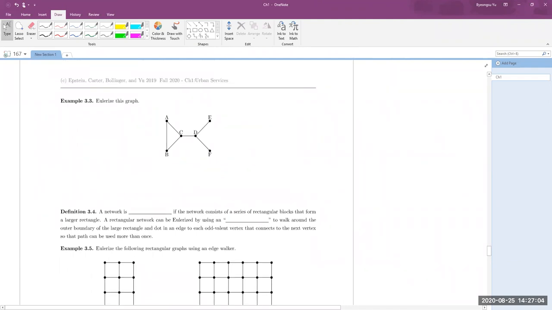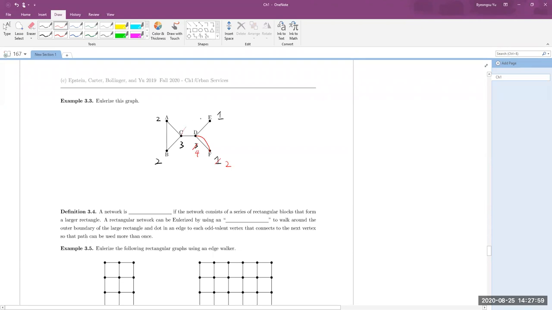Then let's deal with example 3.3. So we need to Eulerize the graph. To figure this out, first of all, you need to count the degrees of each point. So degree of A is 2, degree of B is 2, degree of C is 3, degree of D is 3, degree of E is 1, because there is only one edge connected. Degree of F is also 1, right? So to get rid of such odd degree vertices, first of all, you can just add one edge from D to F. Then it changes the degree of F to 2 and the degree of D to 4, right?